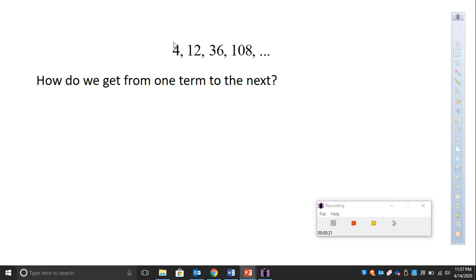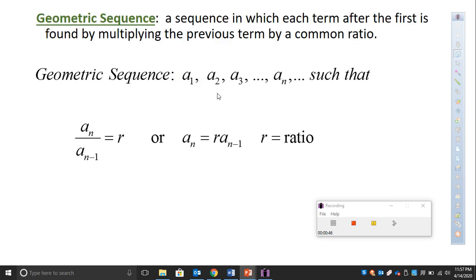I can't remember if you saw this yesterday with the arithmetic, but here's our sequence. How are we going from one term to the next? How do I go from 4 to 12, 12 to 36? I go from 4 to 12 by multiplying by 3, 12 to 36 by multiplying by 3, and so on. Because now I am multiplying, this turns into what is called a geometric sequence as opposed to an arithmetic one. Arithmetic is where you are adding to get to the next term. There's the definition: you multiply the previous term by a common ratio. So you have your geometric sequence, as we do right here.